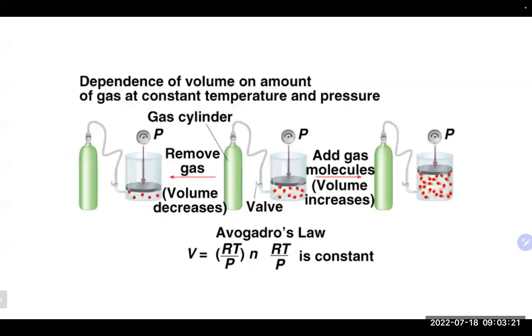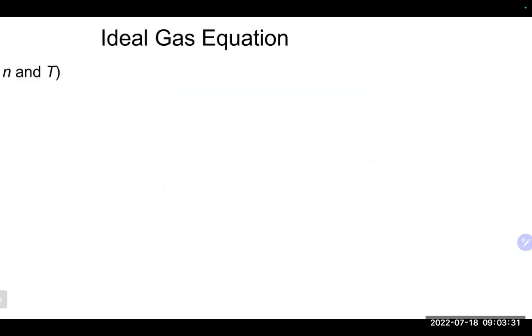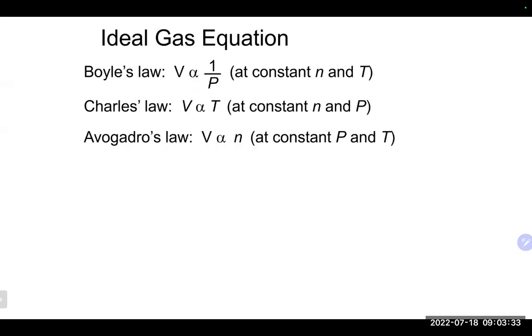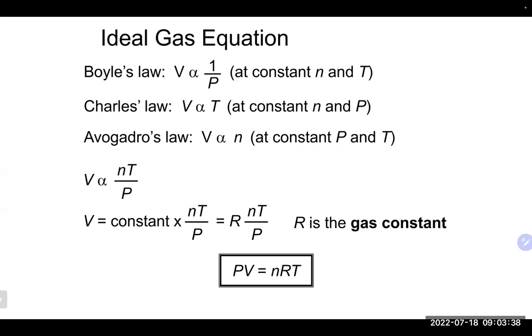So along with that, in Avogadro's law, which deals with moles and volumes, which are related to each other, as one increases, the other one increases as well. Putting all those together, we get the granddaddy of them all, which is the ideal gas law. And the ideal gas law is PV equals nRT.